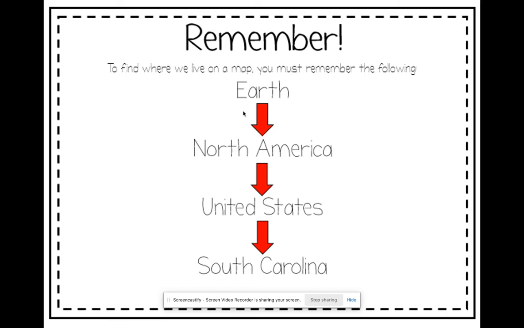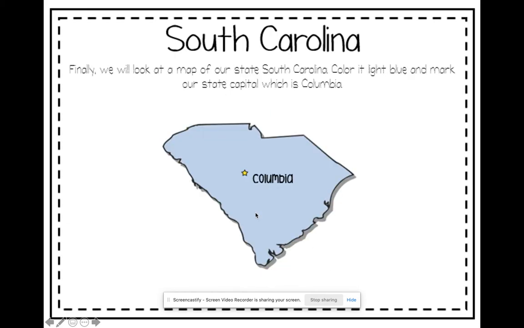So remember, first, we live on Earth. Our continent is North America. Our country is the United States. Our state is South Carolina. But even though Columbia is our capital, our city is actually right around here. Johnsonville is right over here.